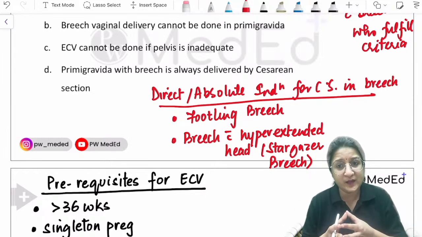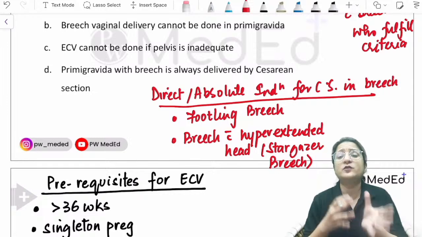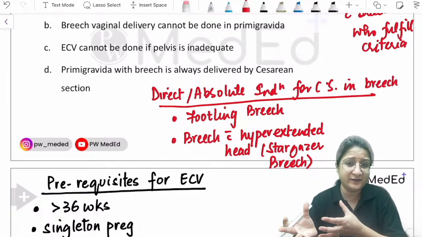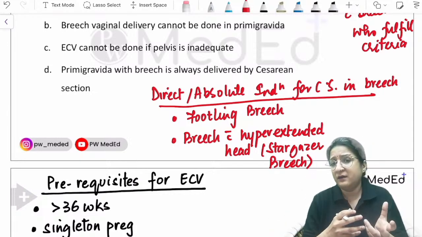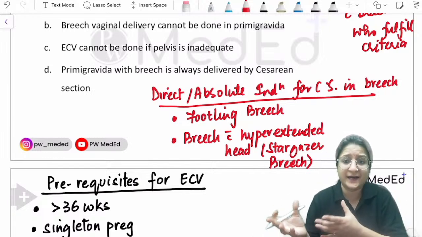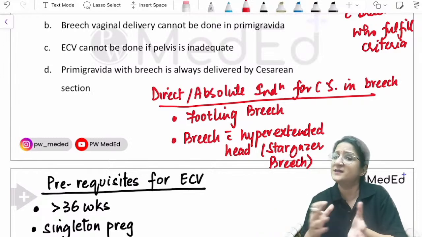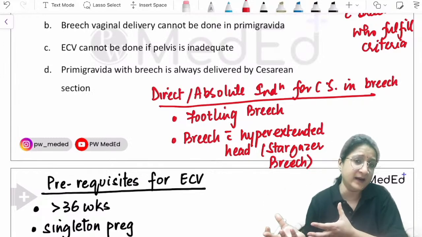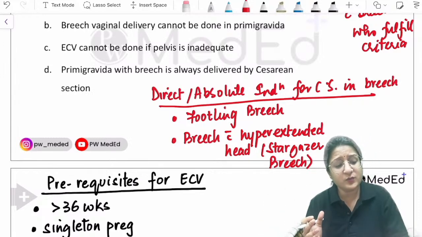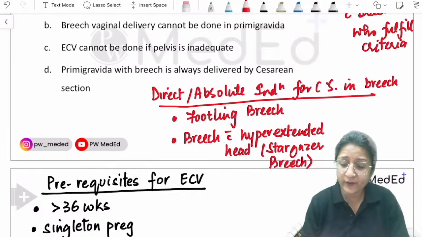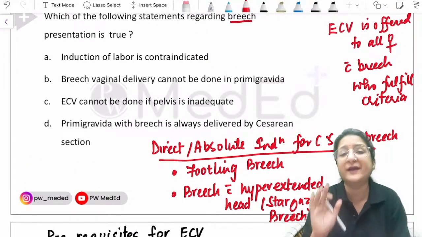For example, if a woman says that I'm not willing for an external cephalic version, I want a cesarean section instead. I don't want a breech vaginal delivery instead. So in those circumstances, cesarean section can be done. So there are certain situations where cesarean section is not absolutely indicated, however it is going to be preferred. Okay, keep that in mind.